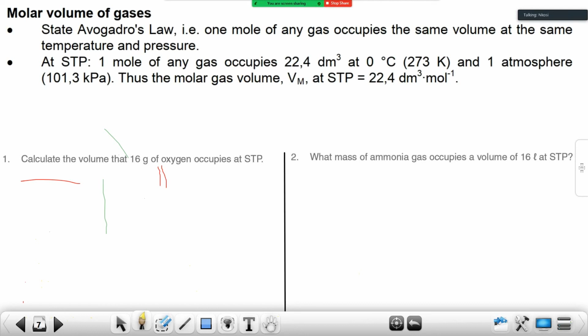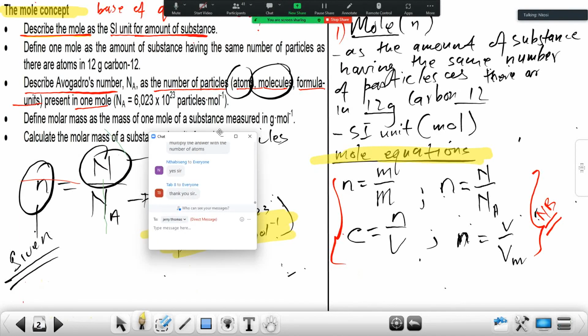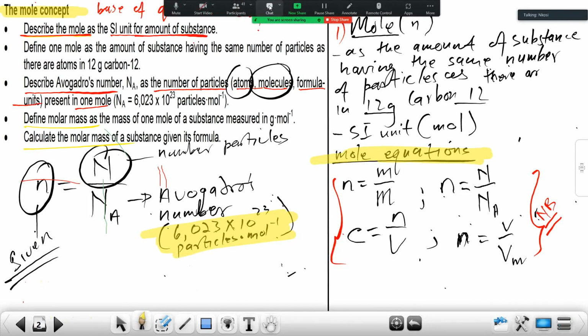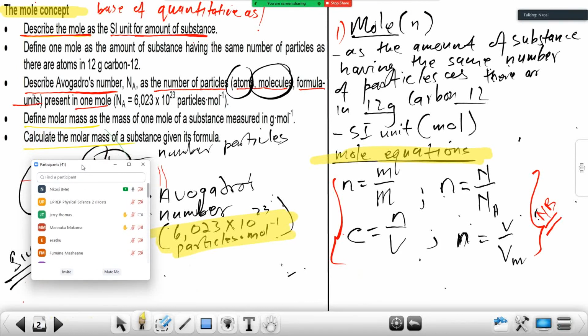So I was at this particular question. There's a chat. Let me check. Oh, thank you. Now we did everything in this first slide. That is where I was. So we defined the molar mass, we calculated the molar mass of the substance. So we are sure that everything now has been addressed fully. So if everything is addressed fully, then we are done with the mole concept. I'm taking questions from Manuku Makama.